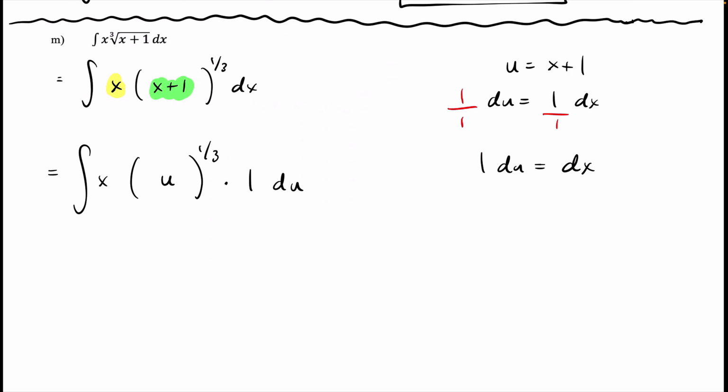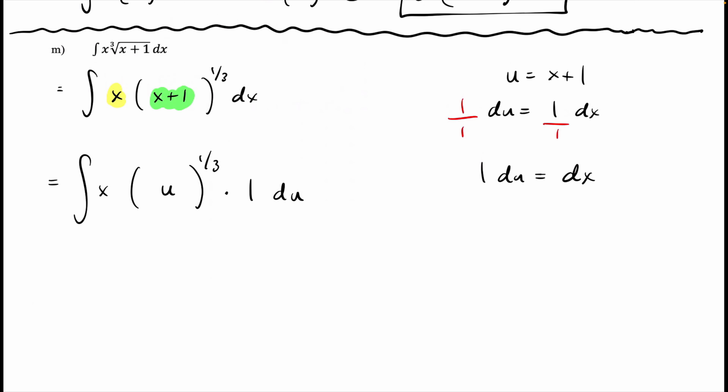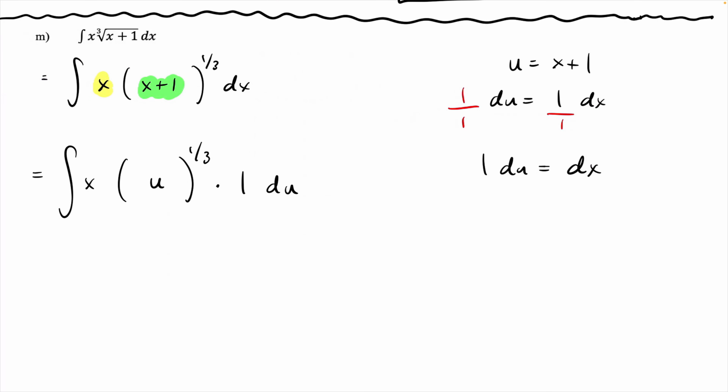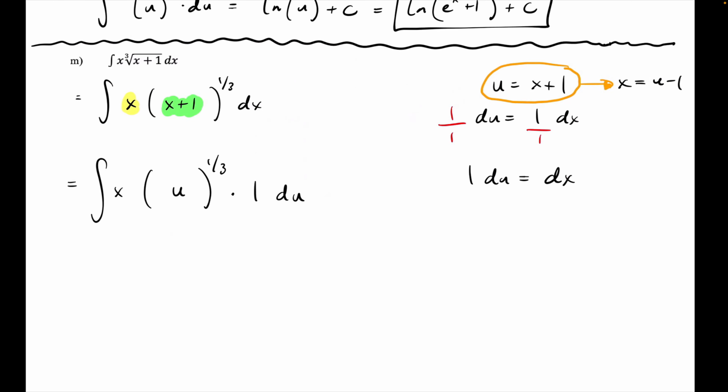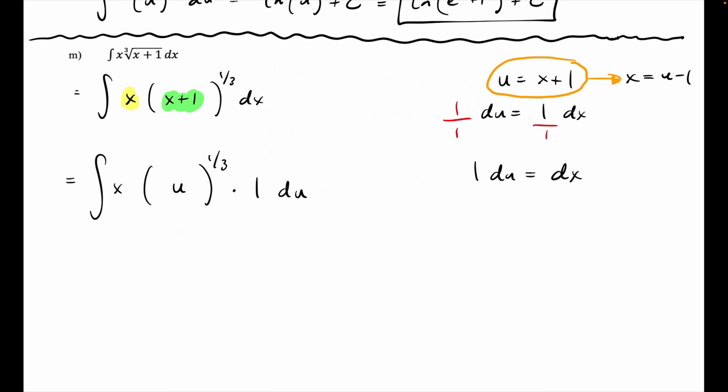So what is it in terms of u? It's right here, watch. It's easier than that. Just subtract 1. Solve that for x. u minus 1 equals x. So x equals u minus 1, right? Is that clear how I got that? I just subtracted 1 from both sides, and it became u minus 1.